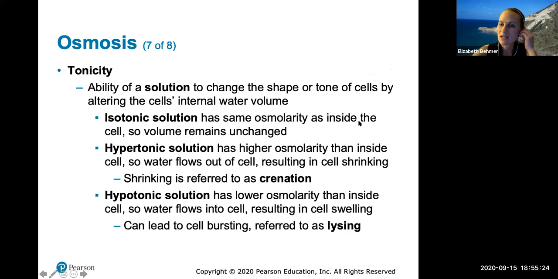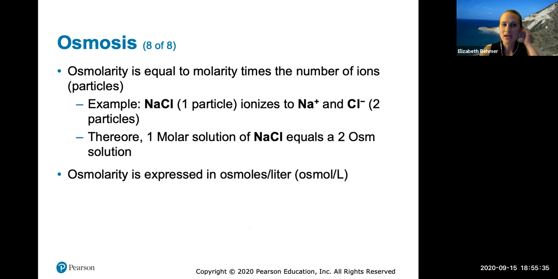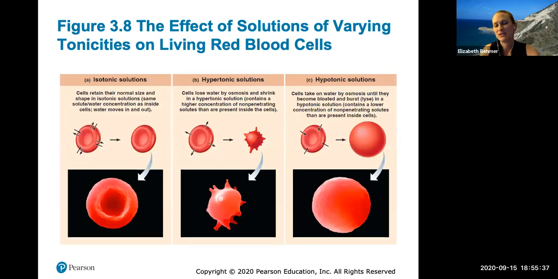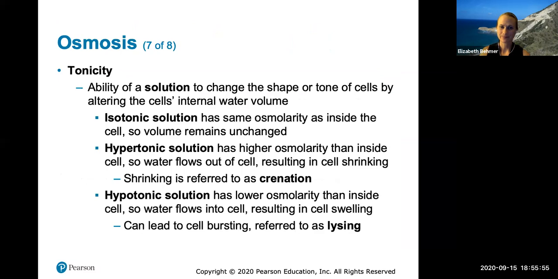And that's where we get into tonicity. This is the ability of a solution to change its shape or tone of its cells by altering the cell's internal water volume. And we'll talk about this as it relates to red blood cells. It's really important for our red blood cells to be in an isotonic solution. This will be important when you administer a saline solution to someone, to make sure it's the right tonicity or concentration of solute so that your red blood cells will be happy in it.